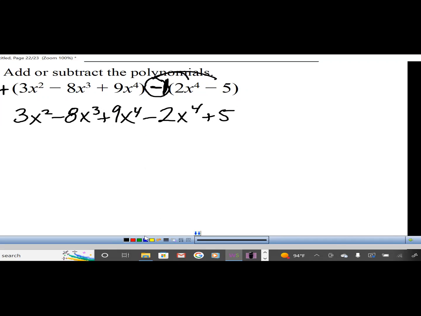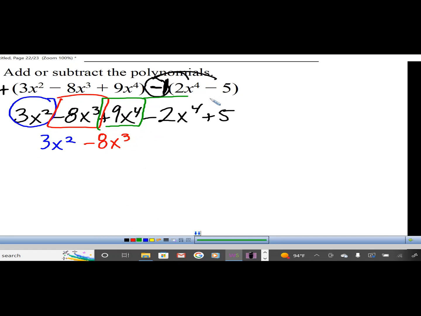Okay. All right, let's start combining like terms. Let's see. 3x squared, is there another x squared? No, 3x squared. Next, x cubed, is there another? No, negative 8x cubed. Next, 9x to the fourth, and I have another x to the fourth. So 9 minus 2, that is 7x to the fourth. And last, our constant is plus 5.